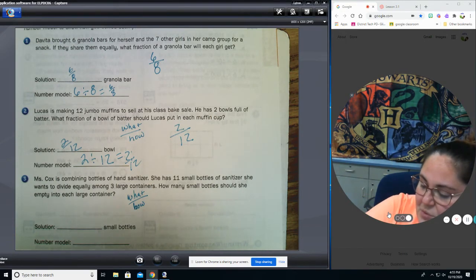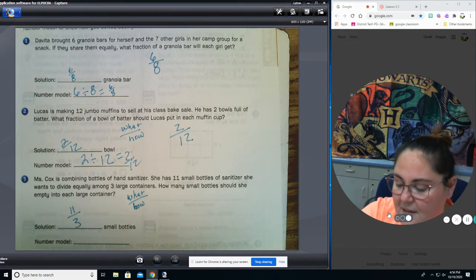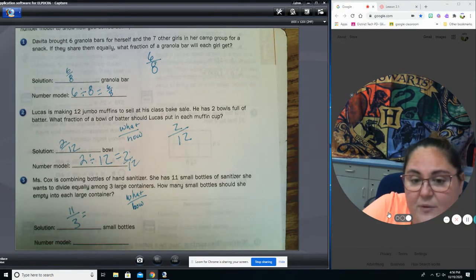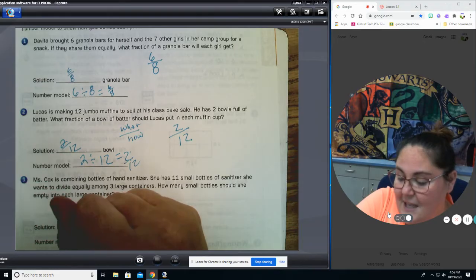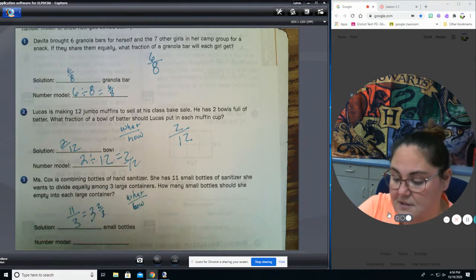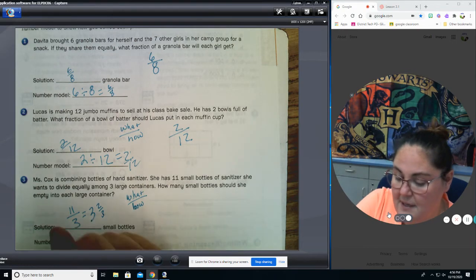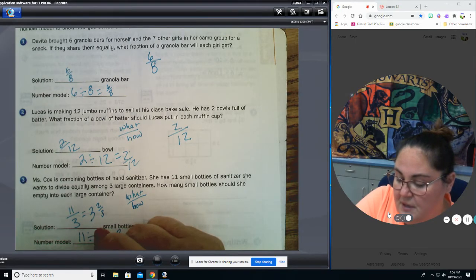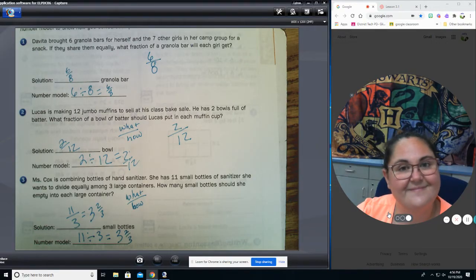I am cutting up those 11 small bottles into the 3 larger containers. So I'm going to do 11 over 3. If I do 11 over 3, that is not pretty. I do not like it when my numerator is bigger than my denominator. That is the same as 3 2/3. My number model is 11 divided by 3 equals 3 2/3. There you go.